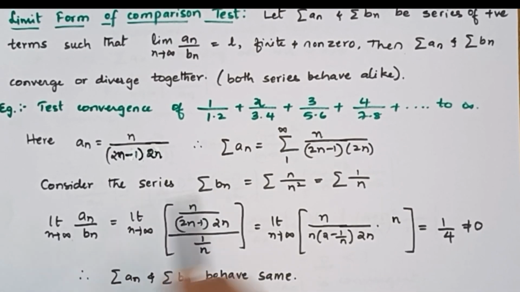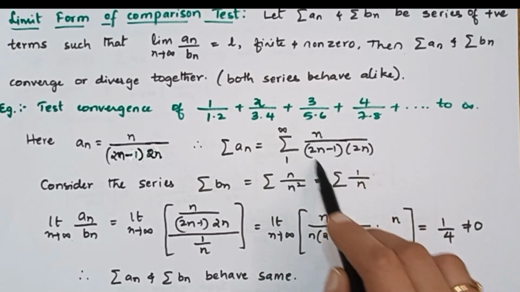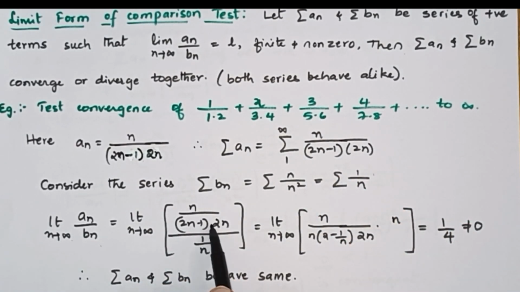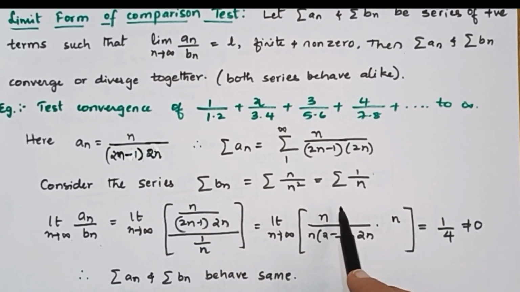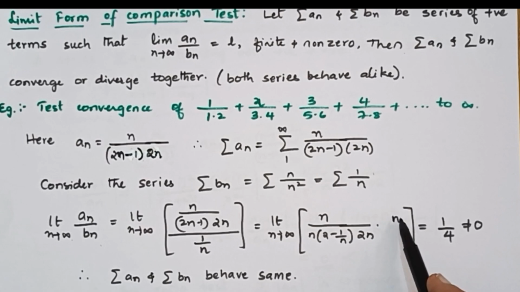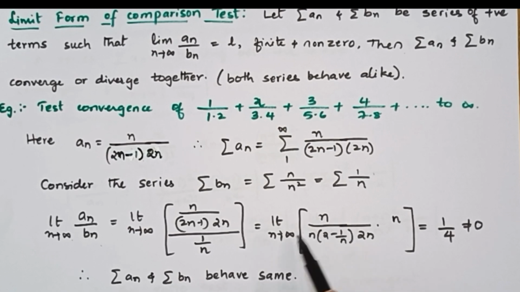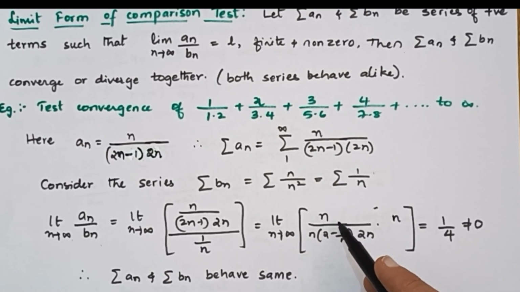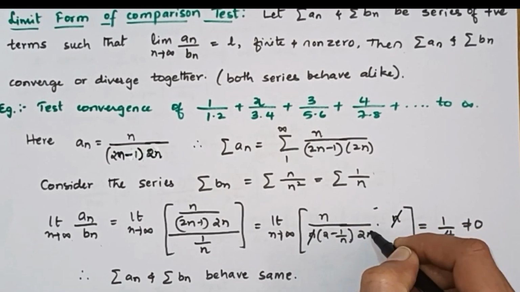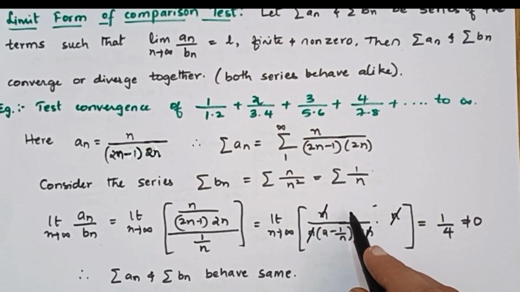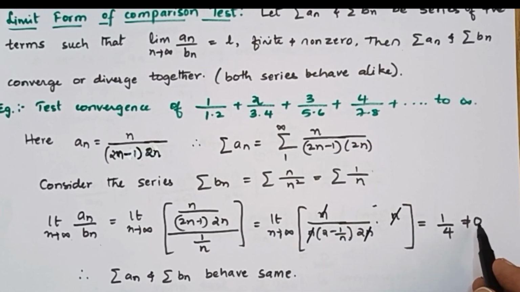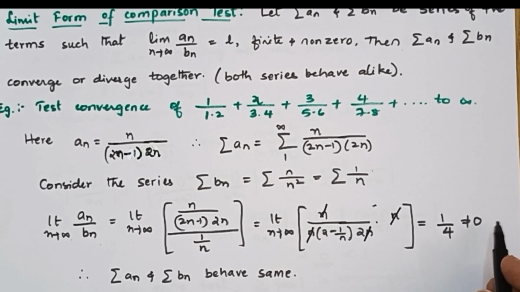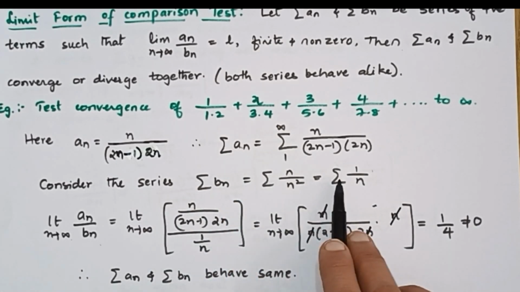Limit n tends to infinity. Therefore, now bn is 1 by n, an is this value. Substitute here n by (2n minus 1) into 2n. One n cancels here, one n cancels, and this n goes to the numerator. That also cancels with this n by taking n common. Why I am cancelling n, because that was the factor which was making it infinity. When you apply the limit, all this gets cancelled, and you will get 1 by 2 into 2, 1 by 4, which is finite as well as non-zero. Therefore, both these series behave the same.